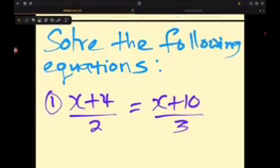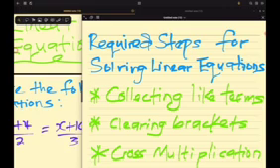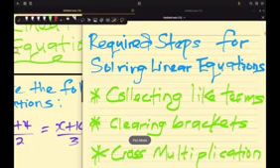I cannot just jump into the solving of the question without doing a recap of what we have done in the past. So let's do a quick recap. In the past, we've touched the required steps for solving linear equations, and I listed the steps, and I said they are not in any particular order. They can be used depending on the question you are given.